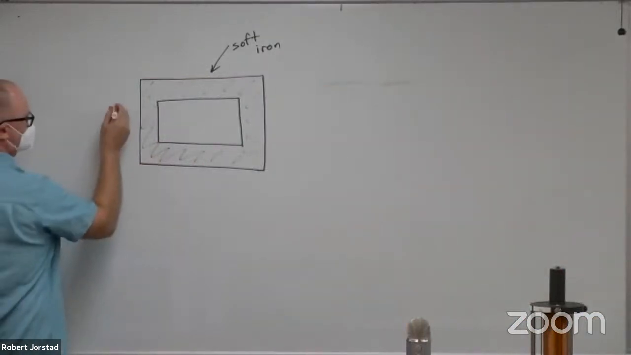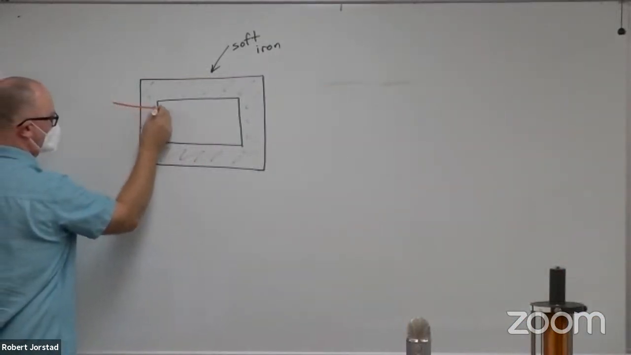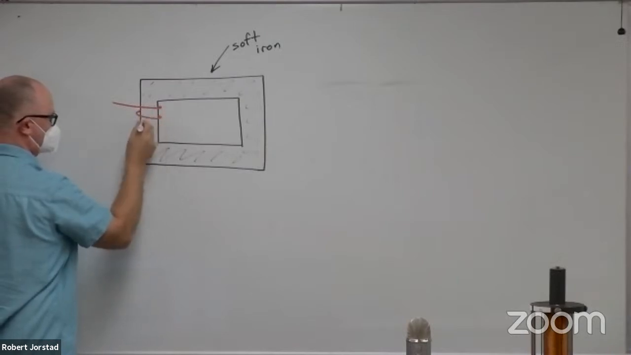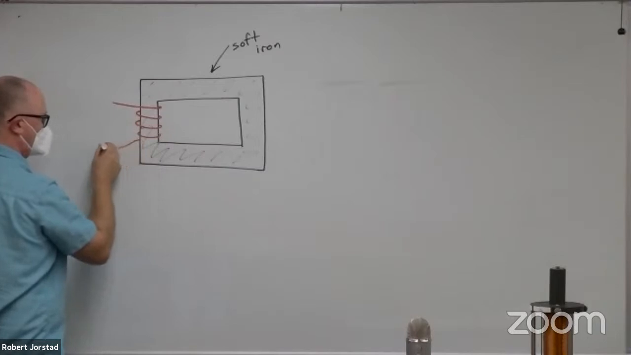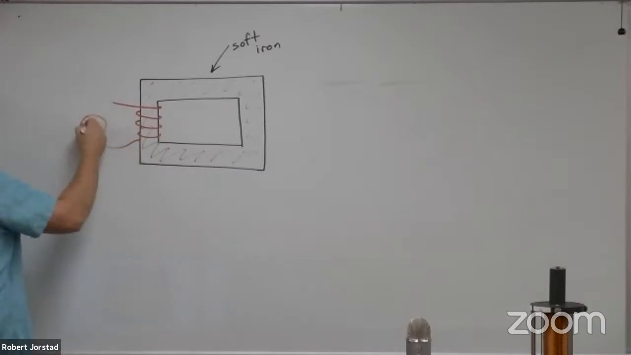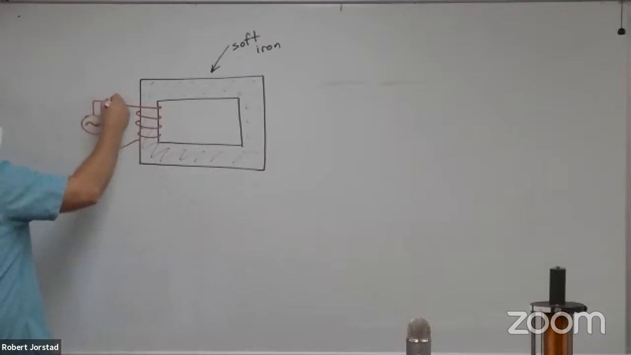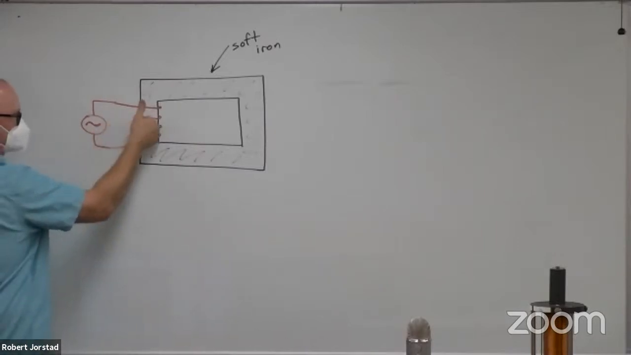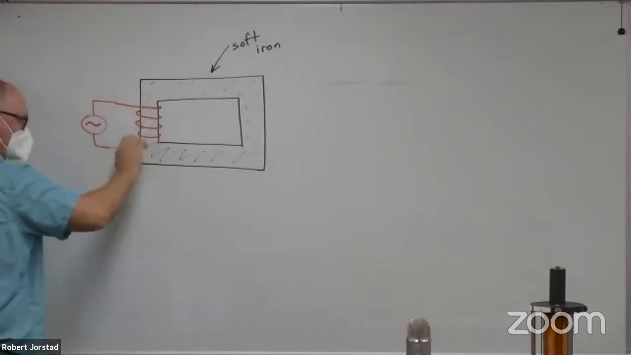So if I come in here with a wire and I wrap around like this, and I connect this to an AC power, something like our generator that we just saw a minute ago, I'm going to create a magnetic flux that's up, then down, then up, then down.